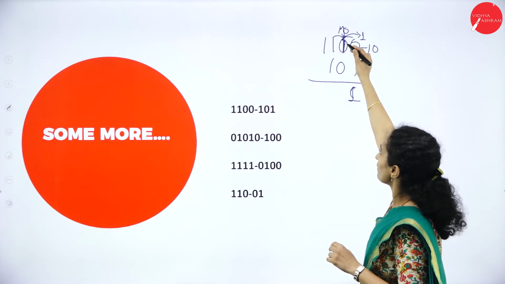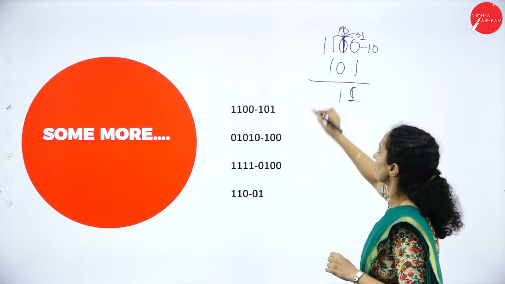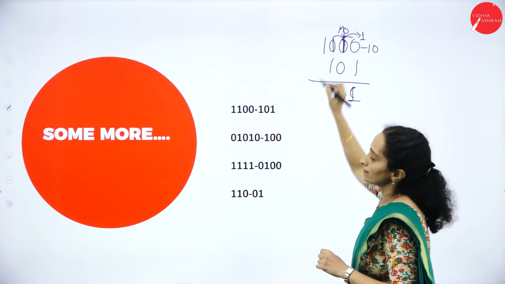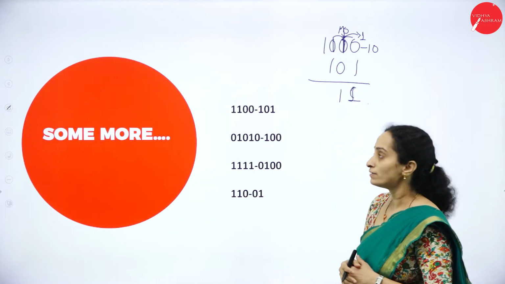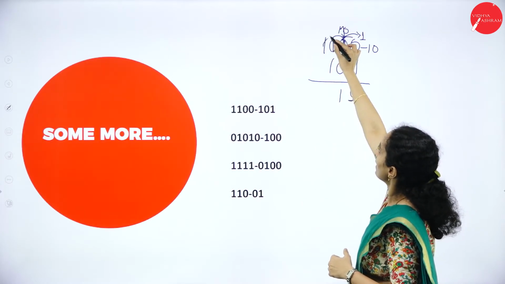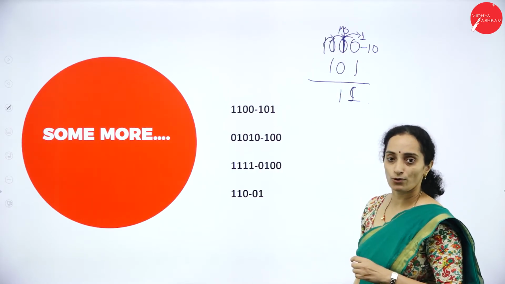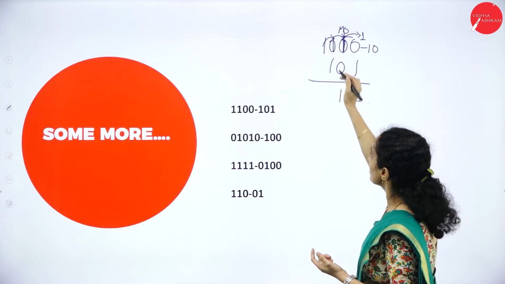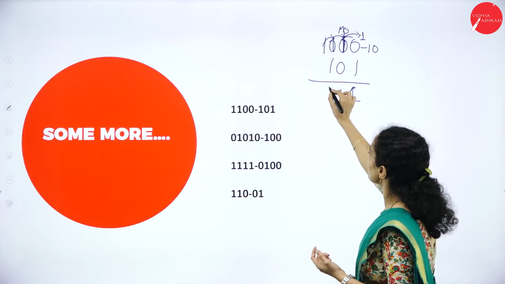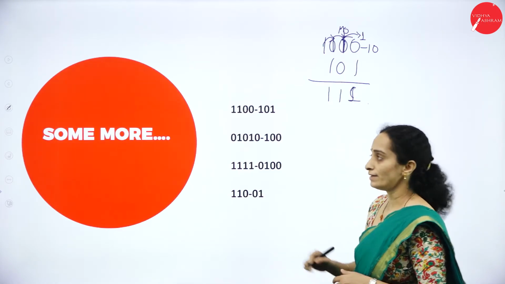Now what remains is the 1. 1 minus 0 is 1. Now after giving it as a borrow, there remains 0. Now we shall take 1 as a borrow from the next number. This will become 1, 0. 1, 0 minus 1 is 1.